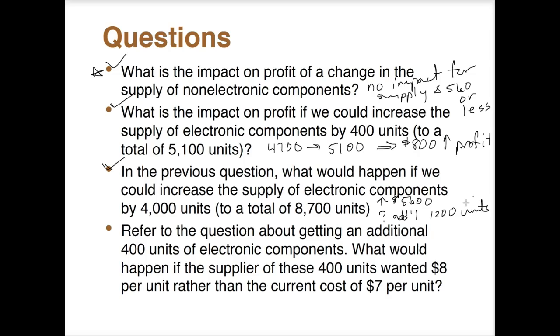Okay. Now, for number 4, it says, refer to the question about getting an additional 400 units of electronic components. And so that would be question number 2. It says, what would happen if the supplier of these 400 units wanted $8 per unit rather than the current cost of $7 per unit? Okay.